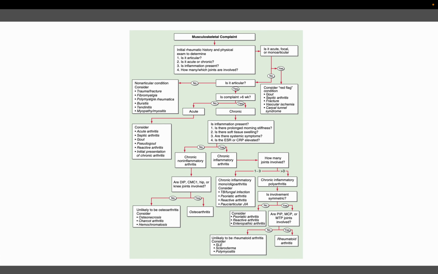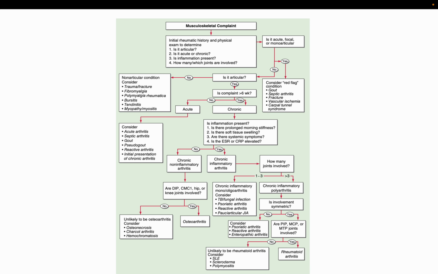This is how you evaluate a case of the musculoskeletal system. Initially, you ask whether it is articular or not. As I may already have mentioned, joint line pain, any crepitus, swelling, tenderness, whether active and passive movements are affected or not, whether acute or chronic inflammation is present or not, based on the symptomatology. Is it monoarticular or polyarticular?